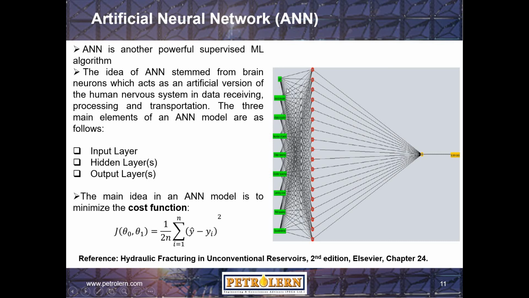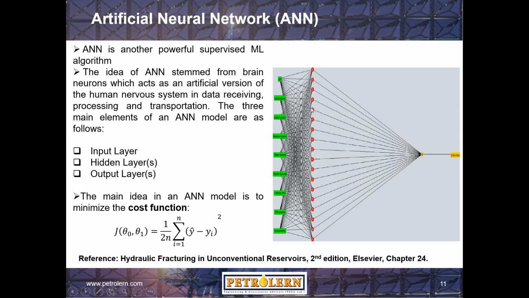But let's look at this figure. In this case, I have my gas in place, I have my water per foot, I have my sand per foot, I have my cluster spacing, all of these features that I have chosen to be included in this model as my input features, okay? Then I have one hidden layer here. In ANN, you could have multiple hidden layers. You could have 1, 2, depending on the complexity of your problem.